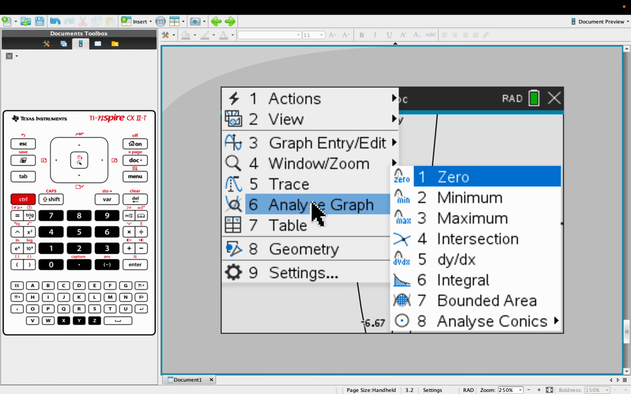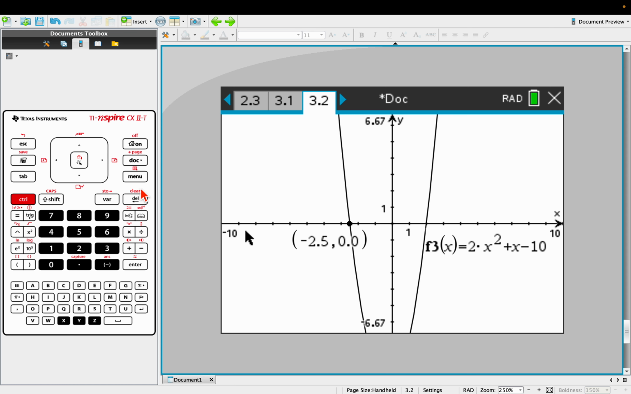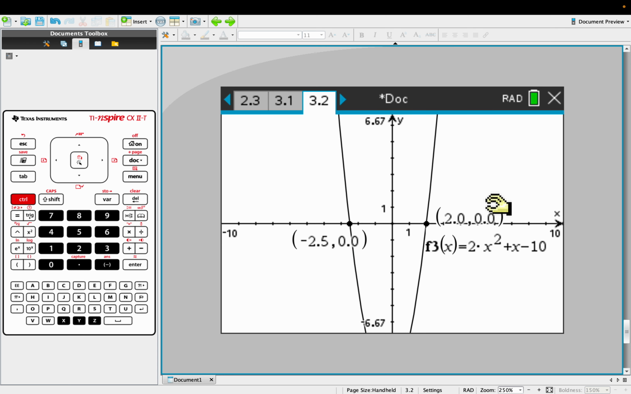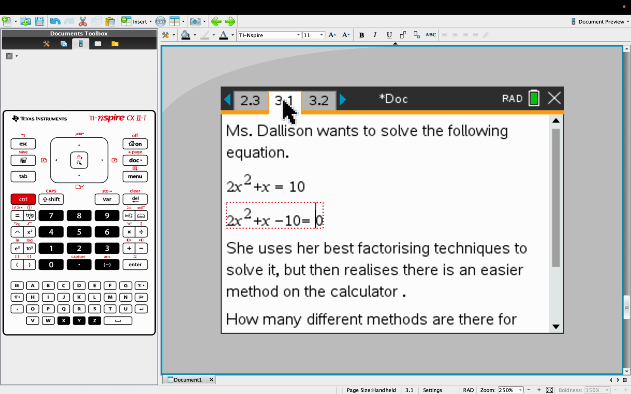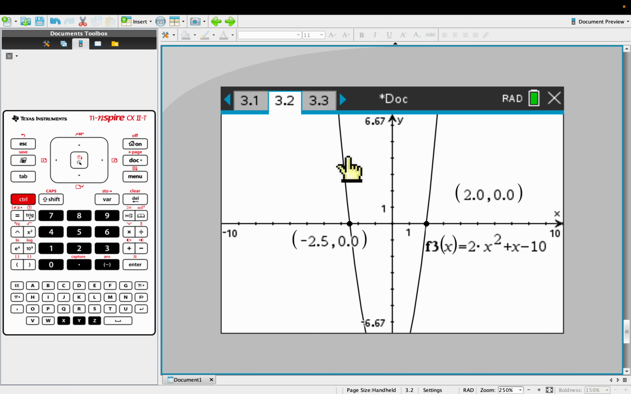Menu, analyze graph, and look, the zeros. Click before, click after. There's the negative 2.5 again. Menu, analyze graph, the zeros. Click, click, and there it is. Now that's a little bit better because remember on this first graph, we had to rescale, right? We had to find that 10 here. We had the blue graph and the red graph. We needed to find the intersection points. With everything on one side, all we have to do is find where the graph chops the x-axis. So we're only searching in one place. We don't have to zoom up and down the y-axis. So that's pretty helpful. But there's an even better way.